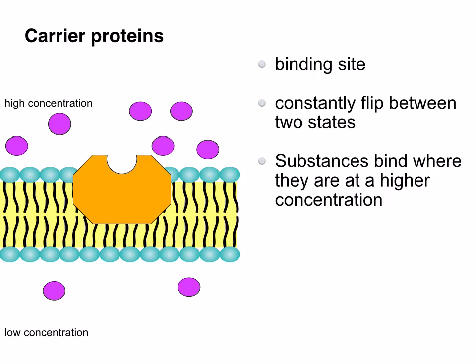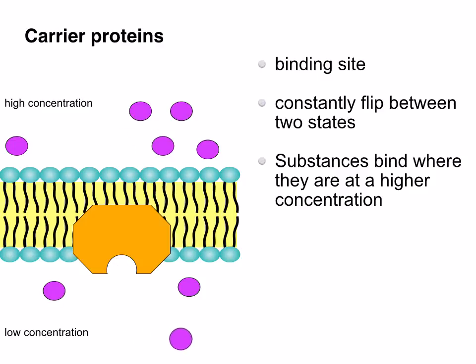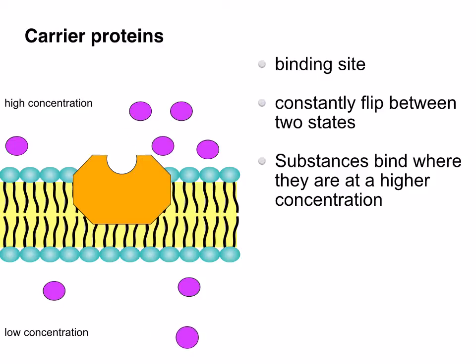Okay, looking at carrier proteins. Now carrier proteins have got a binding site for specific solutes, and they constantly flip between two states. So the site is alternately open to opposite sides of the membrane. So substances will bind on one side where it's at a higher concentration, and then they'll be released on the other side where the substance is at a lower concentration. And this process only uses the kinetic energy of the molecules themselves.